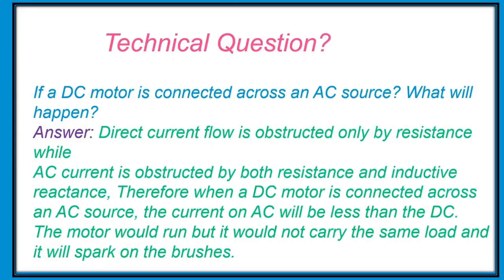Technical questions. If a DC motor is connected across an AC source, what will happen? Answer. Direct current flow is obstructed only by resistance, while AC current is obstructed by both resistance and inductive reactance. Therefore, when a DC motor is connected across an AC source, the current on AC will be less than the DC. The motor would run, but it would not carry the same load, and it will spark in the process.